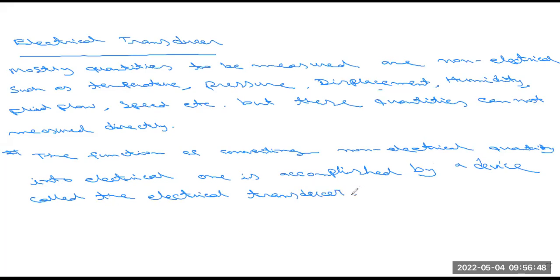Don't hesitate, okay? So this is basically the definition of the electrical transducer. It is an important point. The function of converting a non-electrical quantity. So what are the non-electrical quantities? Here you can see, temperature, pressure, displacement, humidity, speed, fluid flow, etc. These non-electrical quantities are converted into electrical form by a device. This device is called the electrical transducer. Is it okay, all of you?